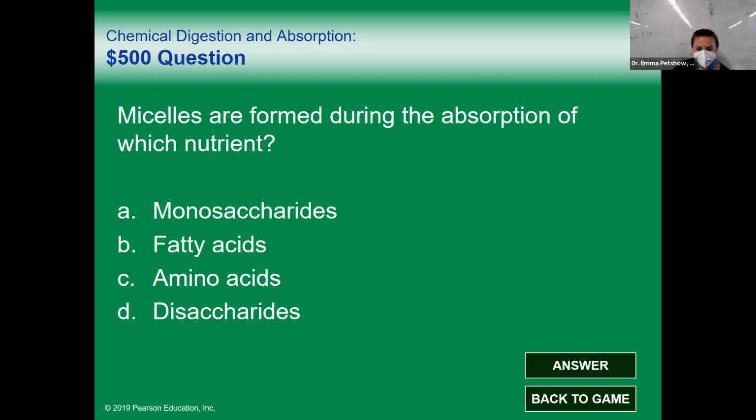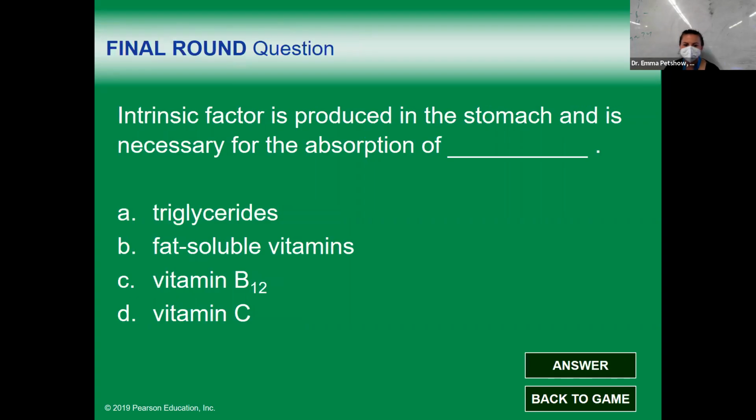Micelles, oh, whoops, did we do this one already? Well, you saw it all. Micelles are formed during the absorption of which nutrient? I got so excited. Fatty acids, we know this. And then last but not least, final round. Oh, good. We'll end on a strong one. Intrinsic factor. We know this. We love it. What vitamin?